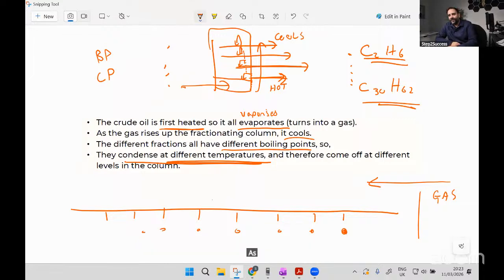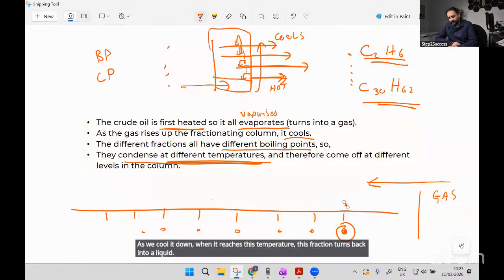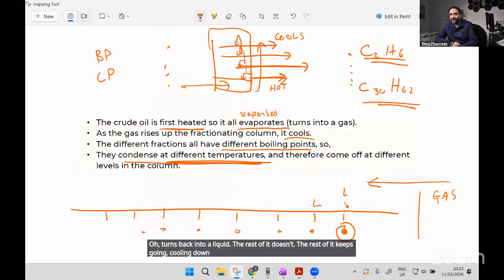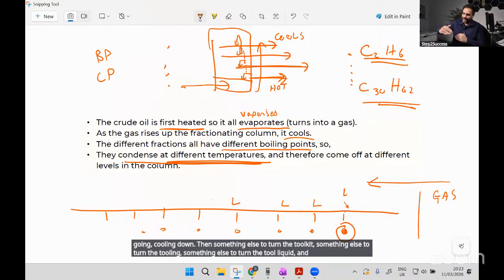As we cool it down, when it reaches this temperature, this fraction turns back into a liquid. The rest of it doesn't. The rest of it keeps going, cooling down. Then something else turns into a liquid, something else turns into a liquid, something else turns into a liquid. And we're able to then separate them out at different levels in the column. That's what we're doing.